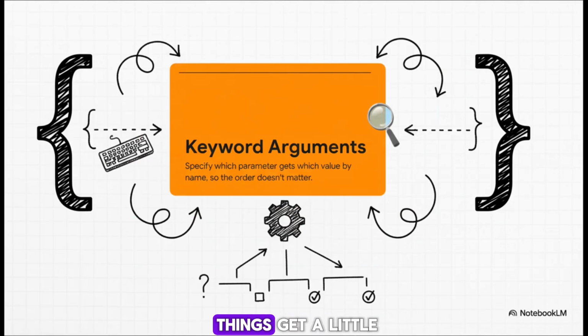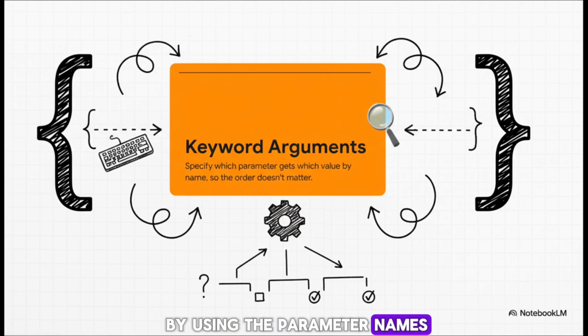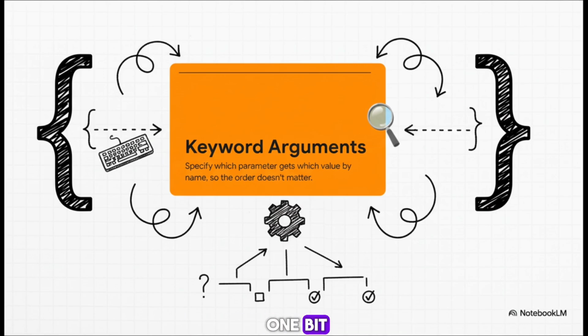Now this is where things get a little more flexible. With keyword arguments, we can take that same add function and call it like this: add(b=5, a=3). See what we did? By using the parameter names, we're explicitly telling Python where to put each value. And just like that, the order doesn't matter one bit.